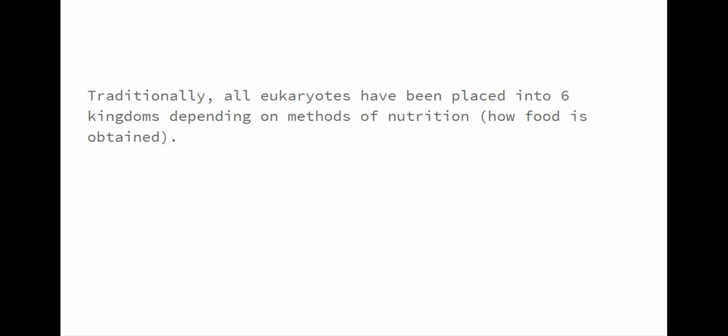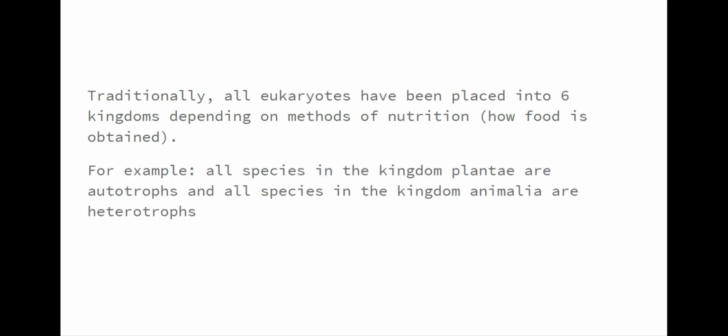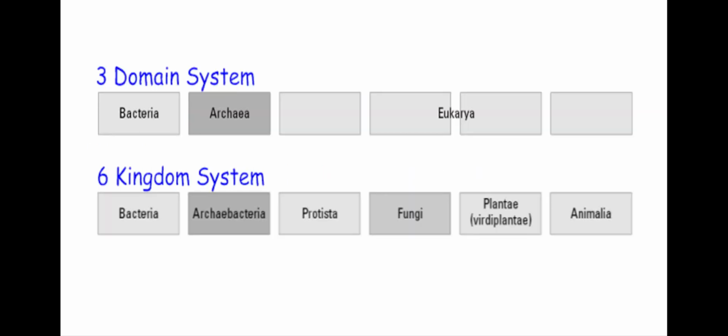But traditionally, we take eukaryotes and we place them into 6 kingdoms depending on the method of nutrition, or how their food is obtained. For example, all the species in the kingdom Plantae are autotrophs, and all the species in the kingdom Animalia are heterotrophs, meaning autotrophs make their own food, heterotrophs obtain their food by eating other things.